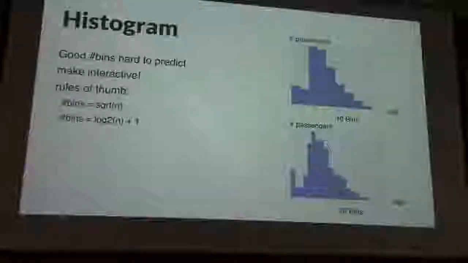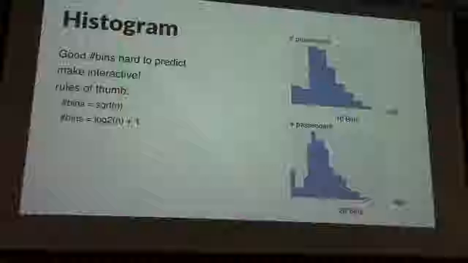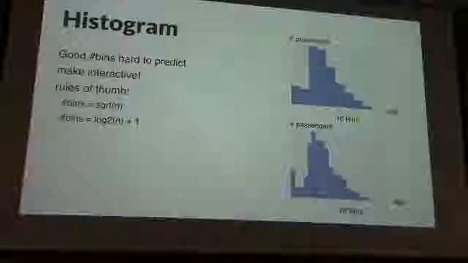I don't know exactly what the data set was, but you can see that we don't see an outlier in the case where we have not enough bins. This is an important effect of the data set that we are missing in the original one, where the bin size is too big.